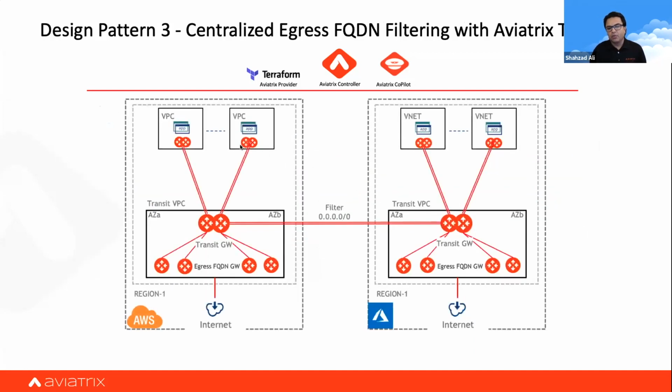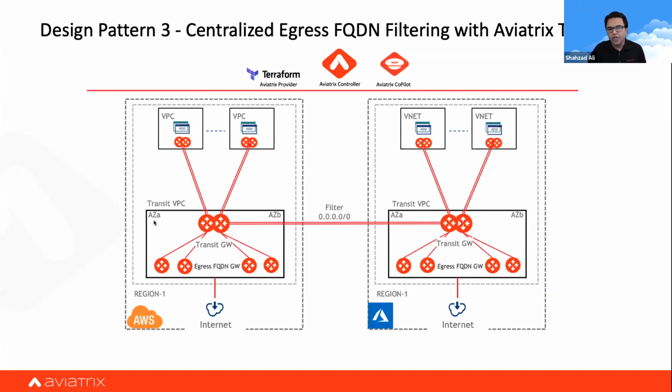So then we have this model for those type of customers where there is a requirement to send all the VPC or VNet traffic to a common place and then send the traffic out towards the internet. So this is the model that works for those type of customers. It allows them to optimize cost even further, because now you're not deploying the Aviatrix gateways in the VPCs or VNet.